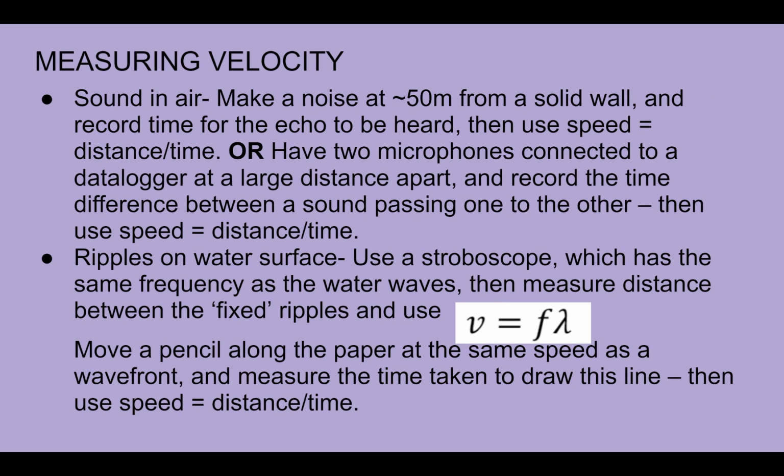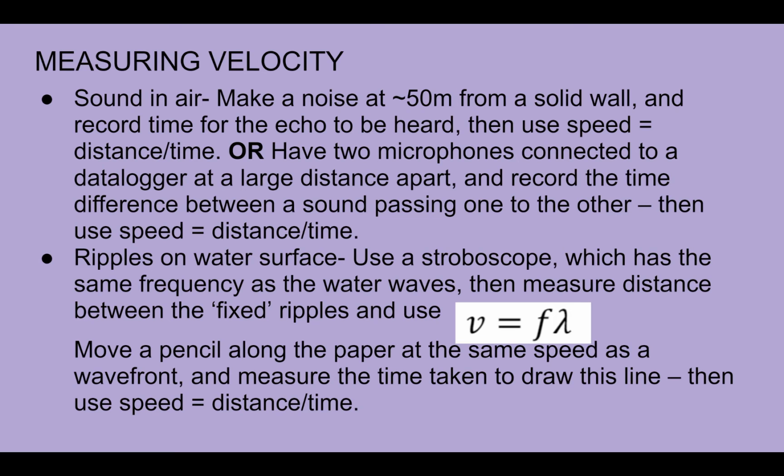To measure velocity of sound in air, you could make a noise 50 meters from a solid wall and record the time for the echo to be heard. Then speed equals distance over time. Or you could have two microphones connected to a data logger at a large distance apart and record the time difference between a sound passing from one to the other. Then you can also use speed equals distance over time.